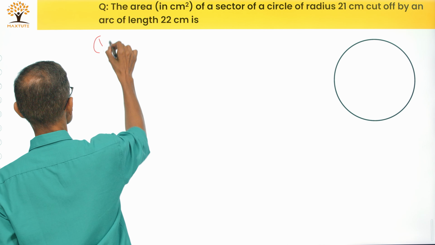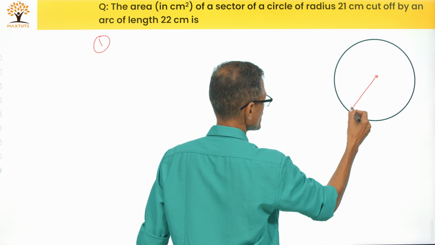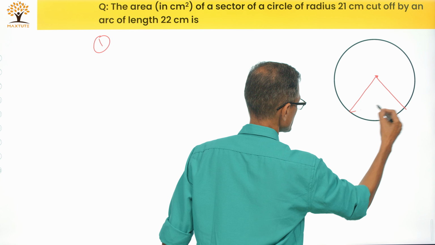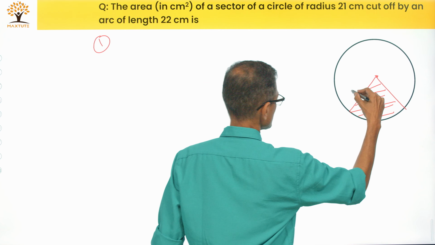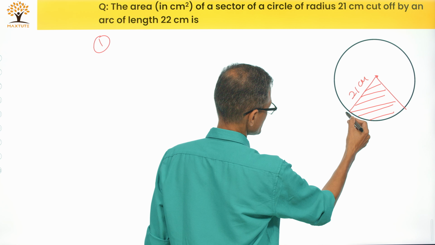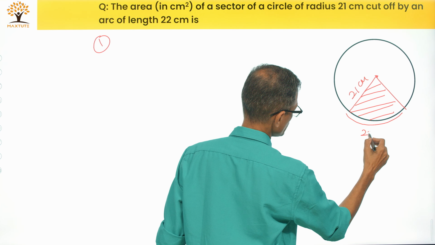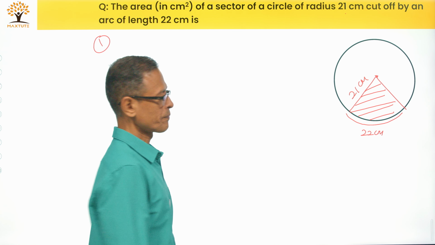We're starting with the first principles in method 1. Center of the circle, talking about a sector. We need to find out the area of this sector, which is what the question is. What is given? Radius is equal to 21 centimeters. What else is given? The length of this arc is equal to 22 centimeters. 21 is the radius, 22 is the length of the arc.